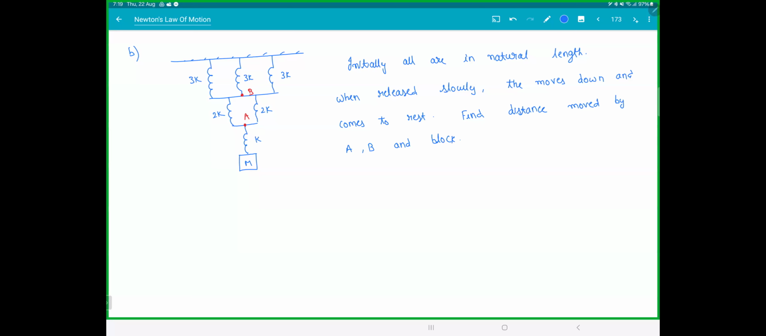So initially all are in natural length. When you leave it, this will aram se come down. Find the distance moved by the block. Find the distance moved by the point A. Find the distance moved by the point B.